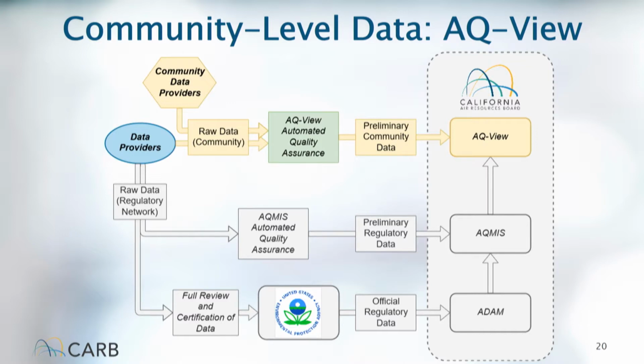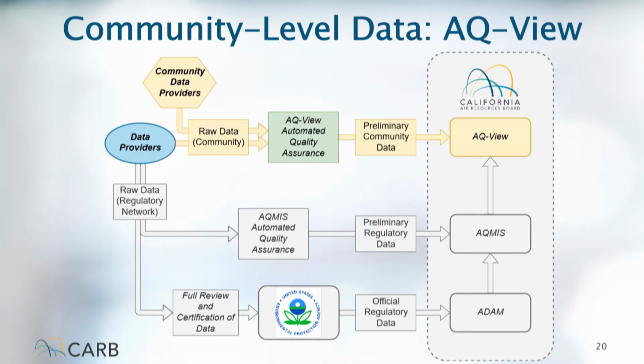As you can see from this diagram, here are the previous 2 systems we discussed in gray. You can see that we're going to be capturing data from those traditional data providers in our new AQView system, from the regulatory network and through community level efforts that these data providers are conducting. And then we'll also have new data providers, such as community-based organizations, that have not previously been monitoring in California.